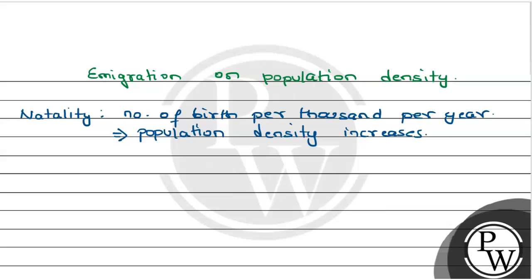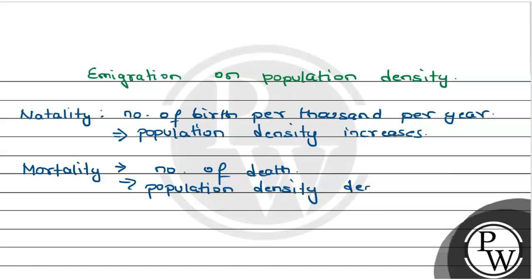Now coming to the next point, which is mortality. Mortality is the number of deaths, the number of individuals dying. So here population density is going to decrease.